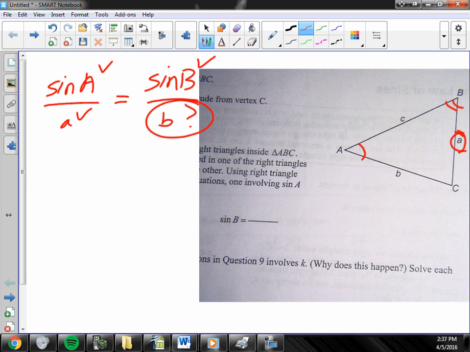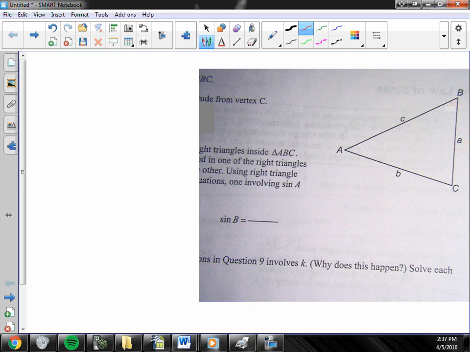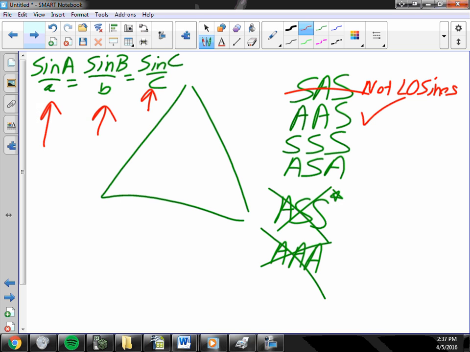What about side side side? So if I knew all of these, can I use the law of sines? No. Because no matter how you set it up, sine of A you don't know over little a you do know. So you would know this, and you would know this, and you would know this, and none of the angles are known. So you have to know at least one angle or this isn't going to work.